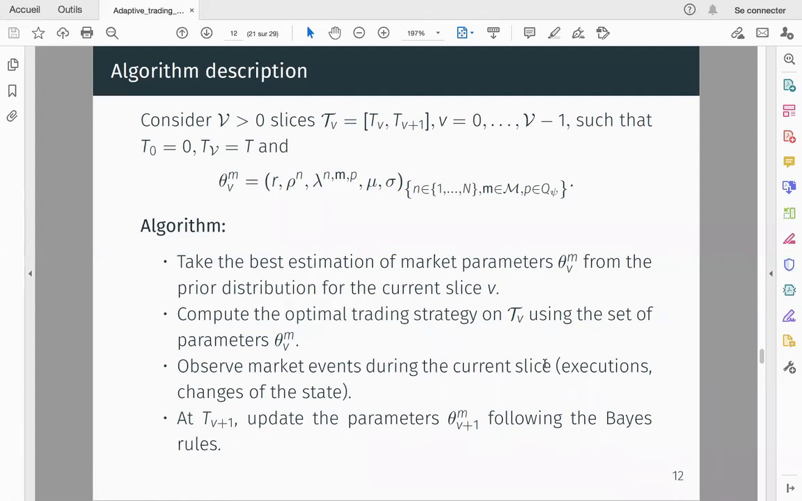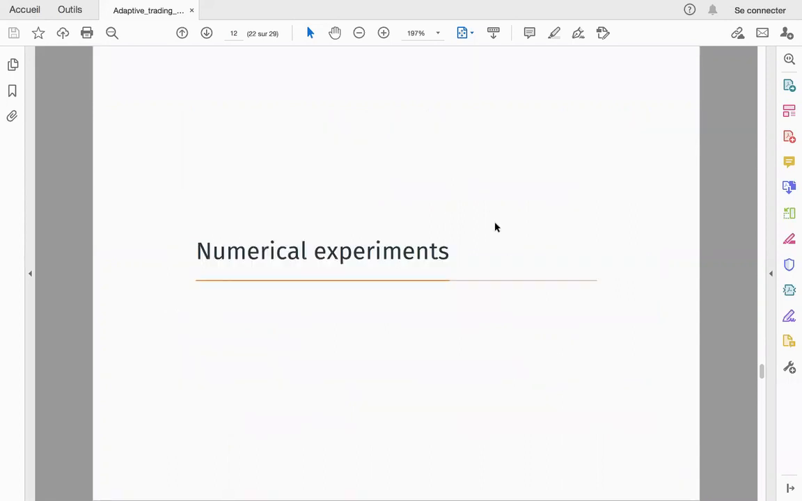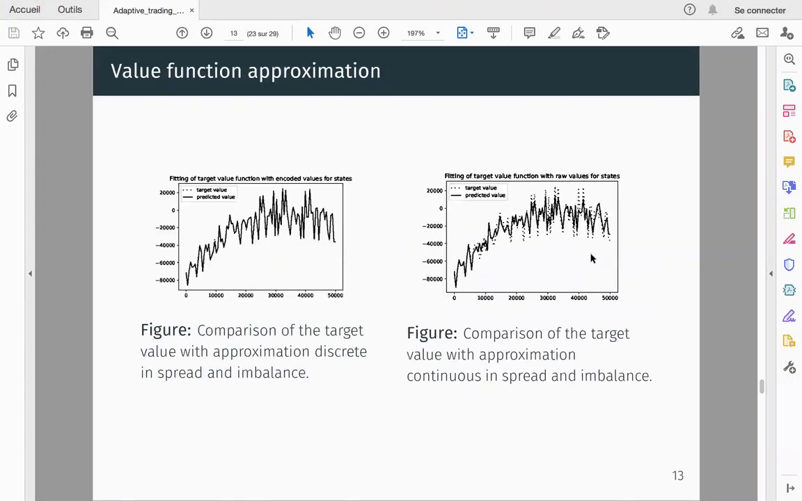But as I stated before, the good point for practitioners is that you avoid the curse of dimensionality of Bayesian control problems. And so now we move to the numerical experiments. Before I move on to that, I just have a couple of remarks on this.